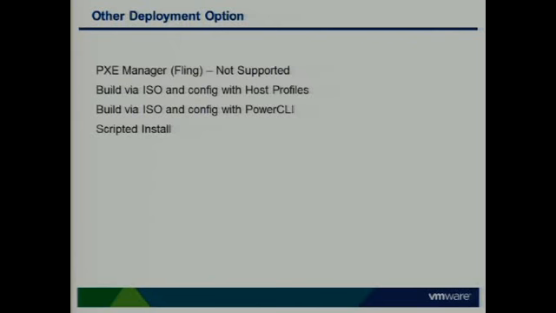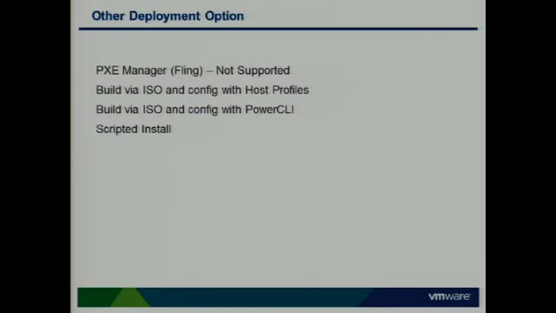If for one reason or another you're not going to use this auto deploy, licensing for example, there are some other options that you have. You can still build the images, but you can use your own PXE manager and set up. There's still one available on Fling. Of course, it's not supported, but you can use it. There is another way to do it. You can still build your ISO images, like Alan showed you in the demo earlier, and use that ISO image to deploy via host profiles and configure the machines.